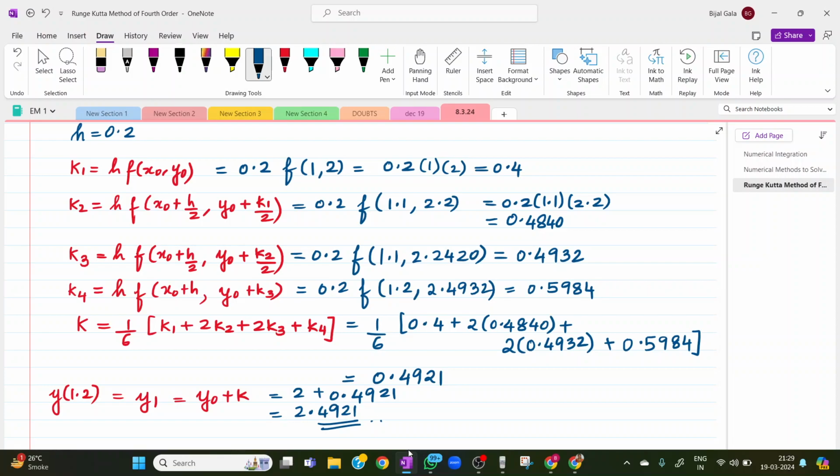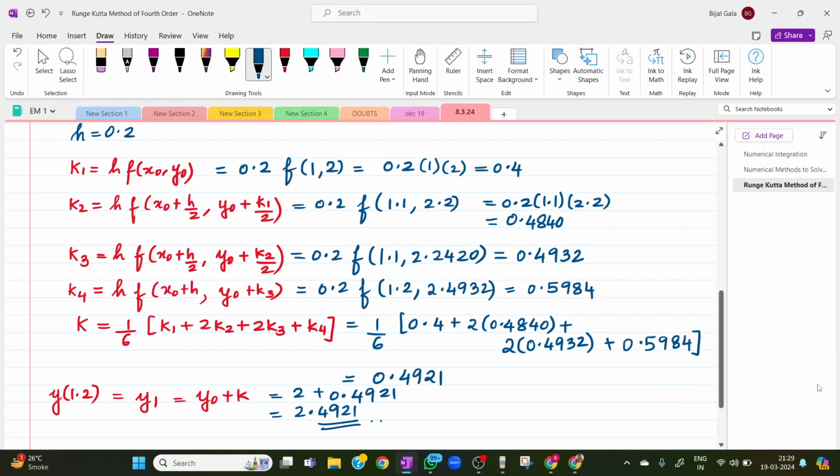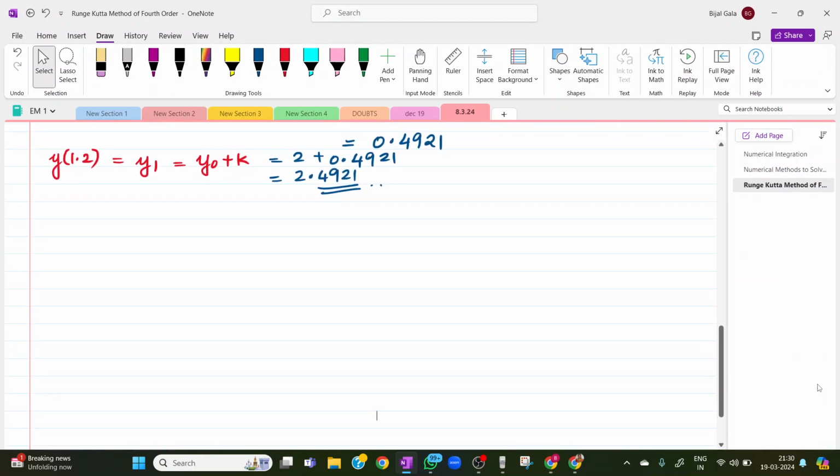Now, because the question is not asking you only this much, they have also asked you at 1.4. We will take this as y0, or we'll modify the formula with y1 as the base. Okay. We have to repeat the same process. So I'll call that part D of the same sum. Let's start. Here I'll start with my formula for K1 as H times F of X1, Y1. I hope everyone understands why we took X1, Y1 instead of X0, Y0: because now we are using X1, Y1 as a base.